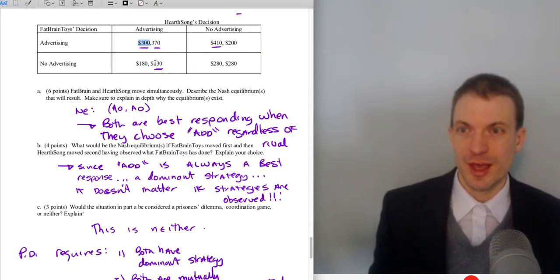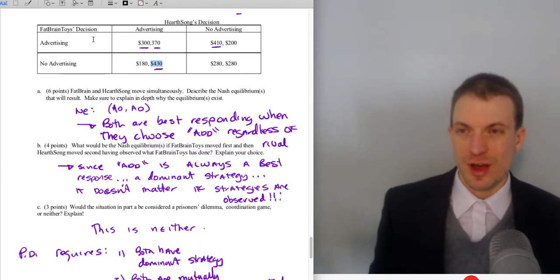So I'll underline 300. If Hearthsong does not advertise, Fat Brain can get 410 if they advertise, but only 280 if they don't advertise. So they're going to advertise. I'll underline 410. What if Fat Brain decides to advertise? Now Hearthsong chooses between advertising and getting 370 or not advertising and getting 200. So I've underlined 370. If Fat Brain does not advertise, Hearthsong chooses between advertising, getting 430, and not advertising, getting 280. So they are going to advertise.